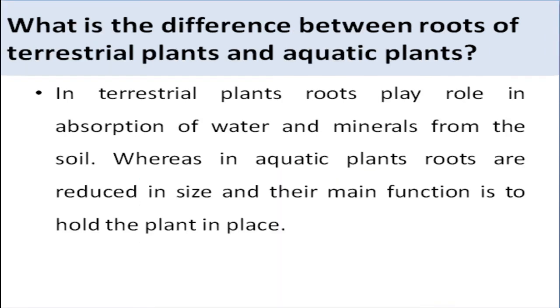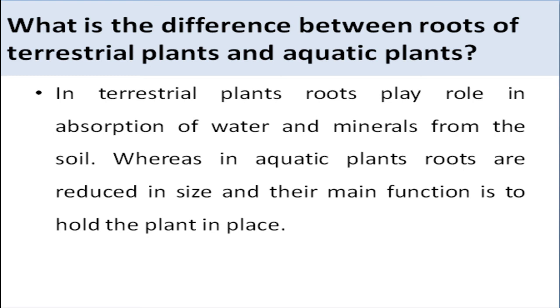Our next question is, what is the difference between roots of terrestrial plants and aquatic plants? So, answer is, in terrestrial plants, roots play an important role in absorption of water and minerals from the soil, whereas in aquatic plants, roots are reduced in shape and size, and their main function is to hold the plant in place.